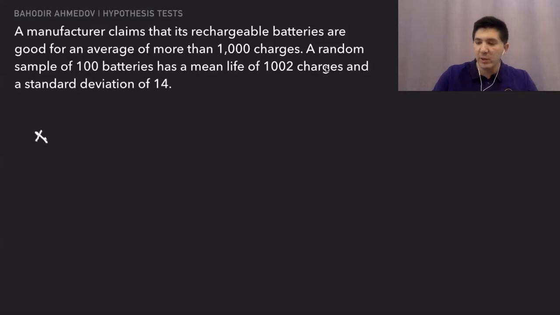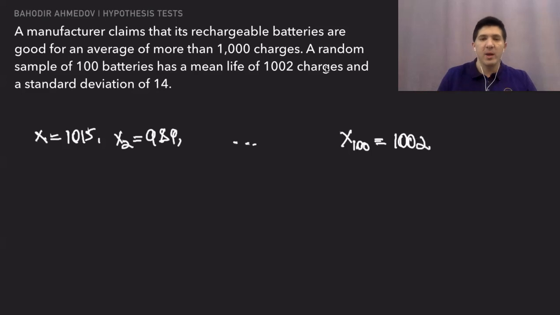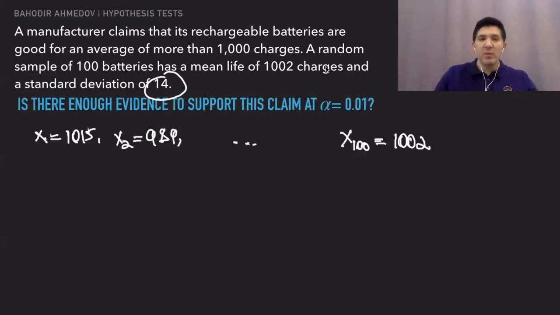The first battery has been working for 1,015 charges, the second battery 989, and so on. We tested all 100 batteries, and the mean of all of these average lifetimes is 1,002. Here the standard deviation of 14 is given not for the sample, but for the population. What we need to do in this problem is check this claim at the level of significance 1%. To test this claim, we are going to perform all of the 5 steps which we introduced in the first slide.